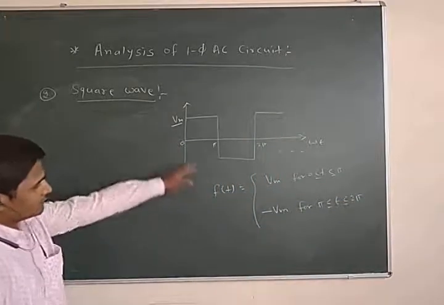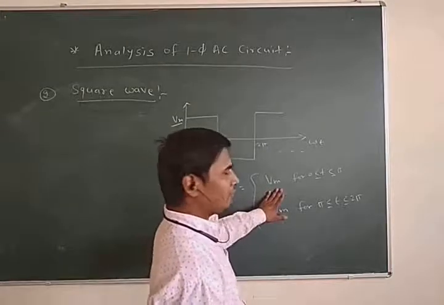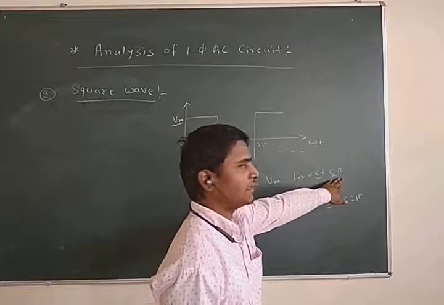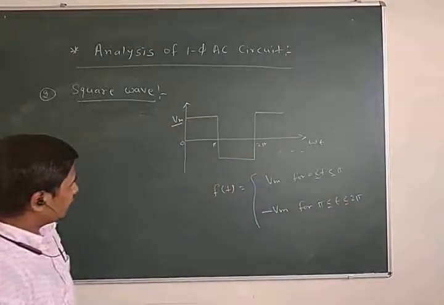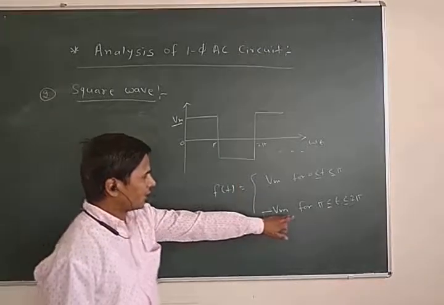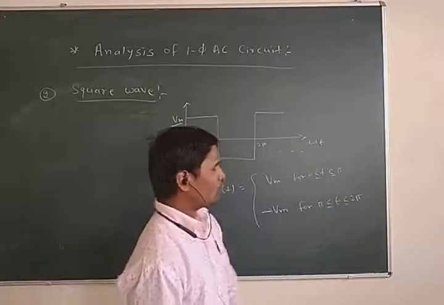In square wave, function is represented in such a manner that value of the function is Vm for the time period of 0 less than or equal to t less than or equal to pi. Similarly, the magnitude of the wave is minus Vm for time period pi less than or equal to t less than or equal to 2 pi.